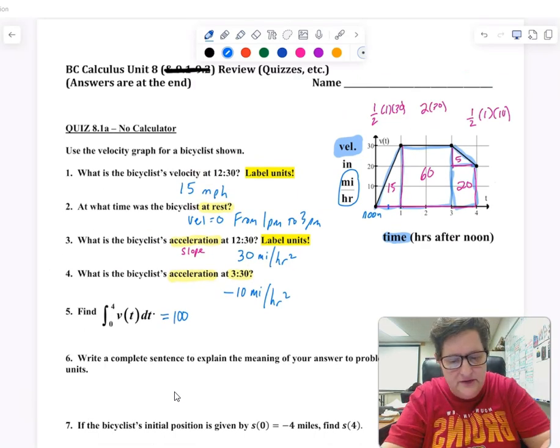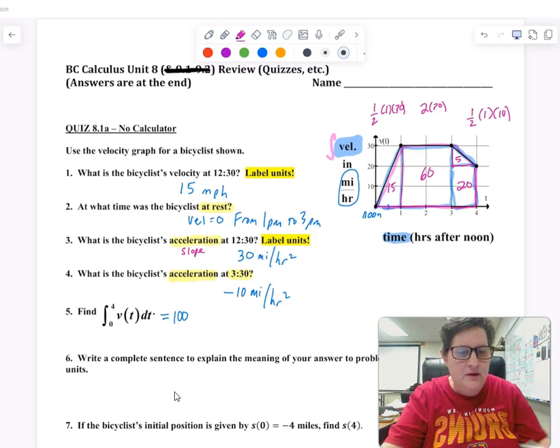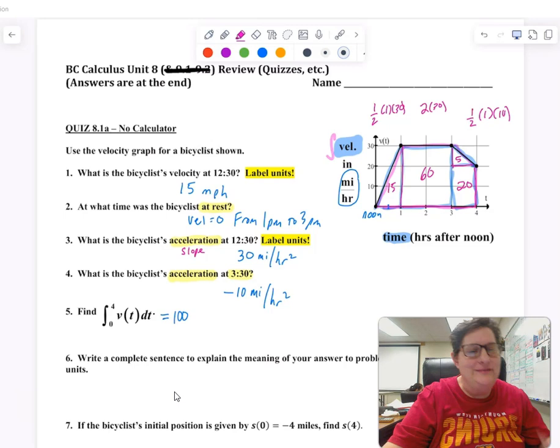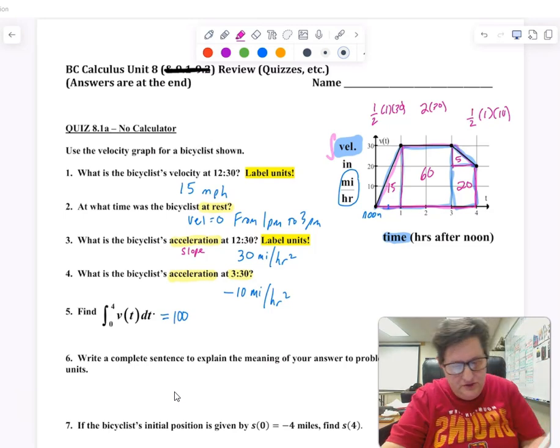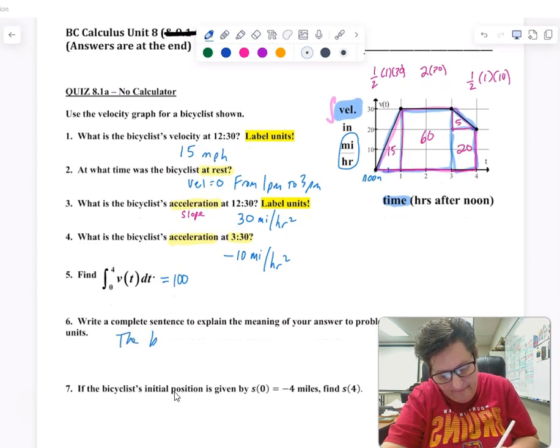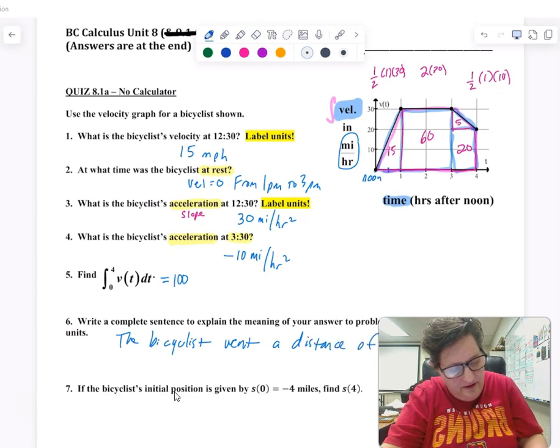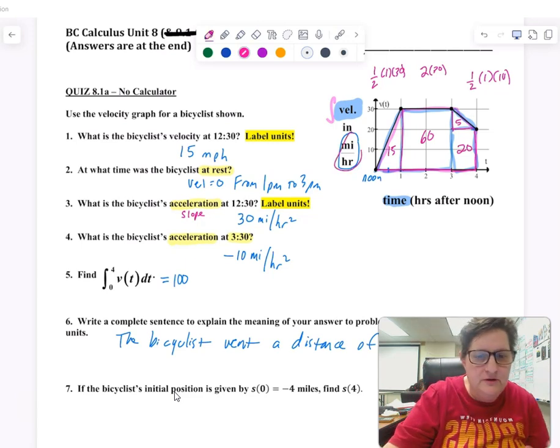Now, explain the meaning of problem 5. The big idea of this section is that when we go backwards from velocity, and that's basically what we're doing, right? Because this is the integral of velocity. You get an amount, or like a distance or something like that, right? And so what we're going to say is the bicyclist went a distance of 100 miles. Because when I go backwards from miles per hour, it's miles.